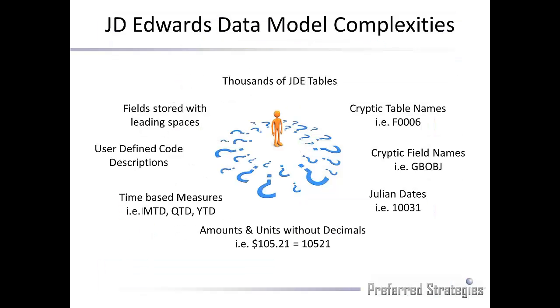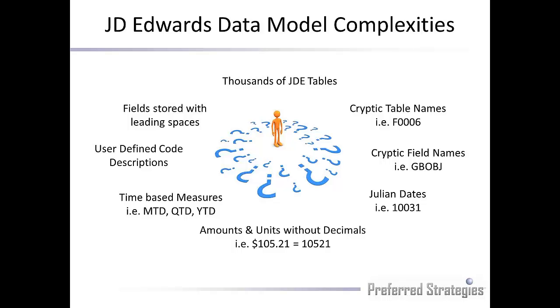Why are you here, or what's the challenge in general with getting information out of JDE? For many, especially outside of IT, it's really hard to navigate the JD Edwards data model. There are thousands of tables with cryptic table names: F0006 for the business unit master, GBOBJ for the object account field. The dates are stored in a Julian format, and the amounts and units are stored without decimals.